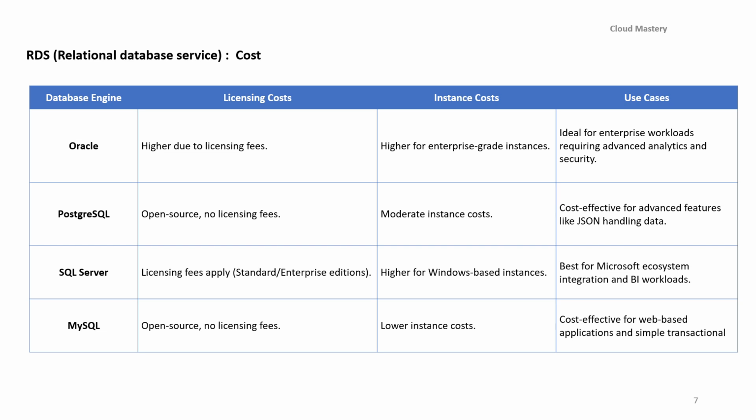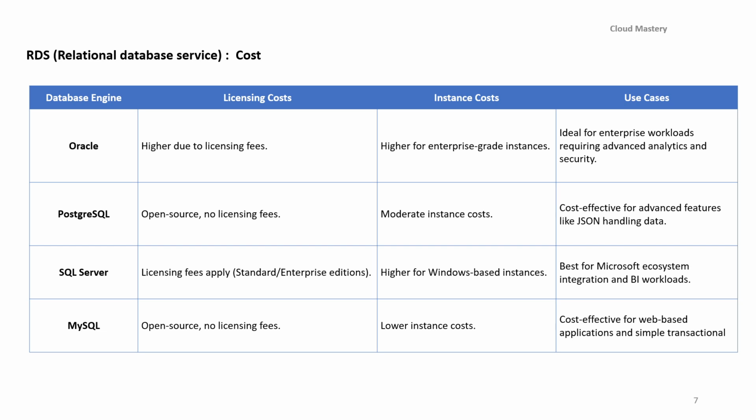So whenever you have an enterprise workload, only then you need to propose Oracle. Otherwise, you should go for other options like MySQL, SQL Server, and Postgres. Postgres and MySQL, these two engines are free of cost. These are open source, so there are no license fees. You just need to pay your instance cost, and they are used for JSON handling and web-based applications, so you can easily go with PostgreSQL and MySQL.